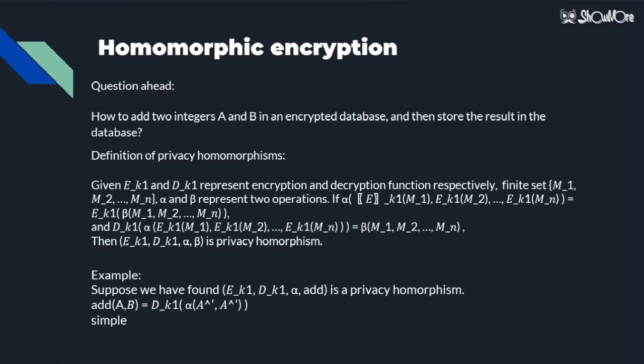Now come back to the question. We can now calculate A plus B when we find a suitable privacy homomorphism. This technology helps users do operations on sensitive data without telling their key to the database.